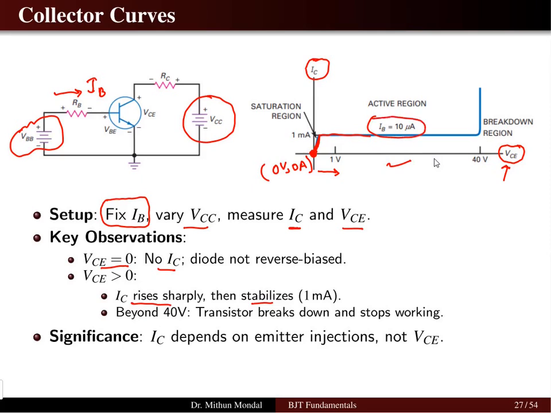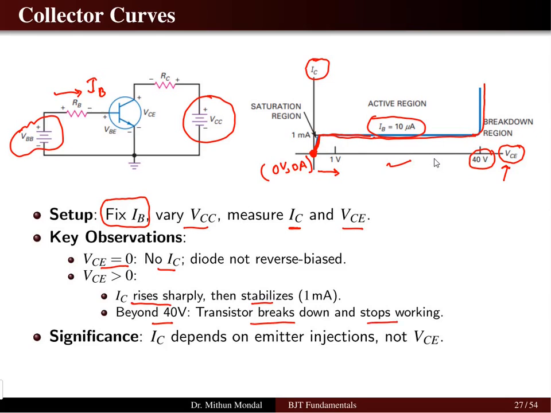So they depend upon what is the value of the source. So this is just an example. We can see here the base collector current is constant, and after that, when the collector emitter voltage crosses a certain higher limit, then we have a sudden increase of the collector current. Beyond this collector emitter potential, the transistor will break down and it will stop working.